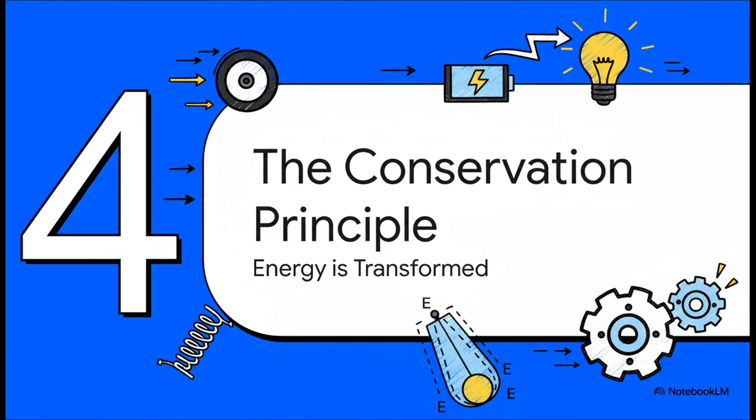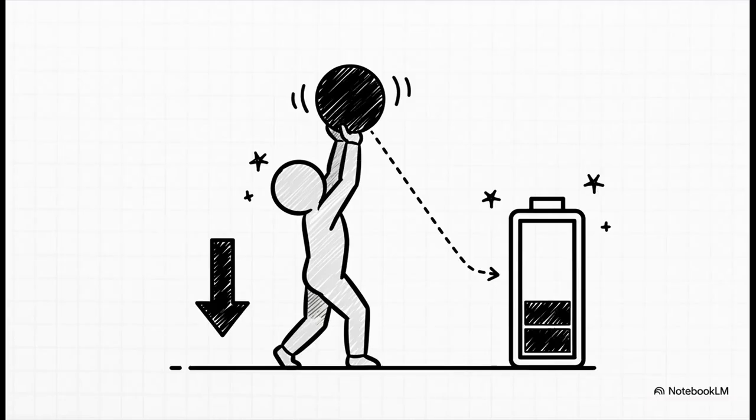What if I told you that in any closed system, energy can't actually be created or destroyed? It can only change its form. This is, without a doubt, one of the most fundamental and profound laws in the entire universe, the conservation of energy. The best way to think about this is like charging a battery.